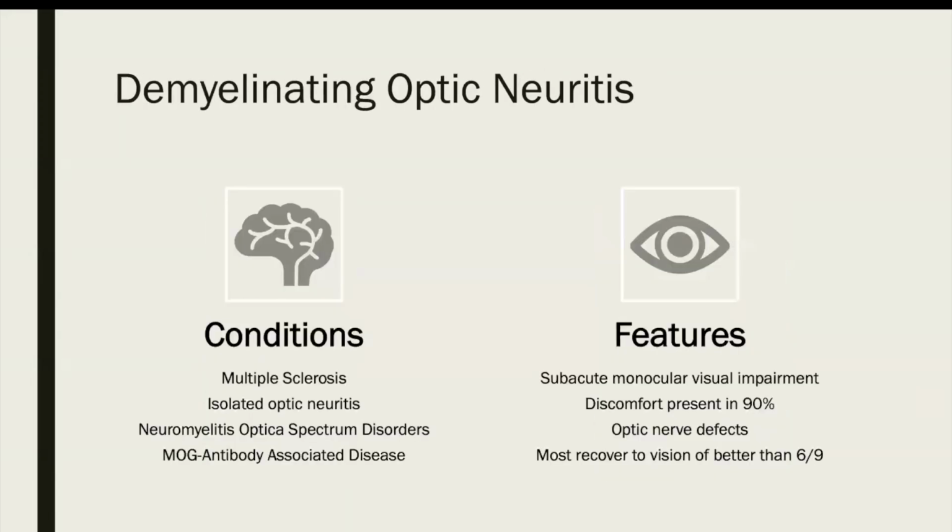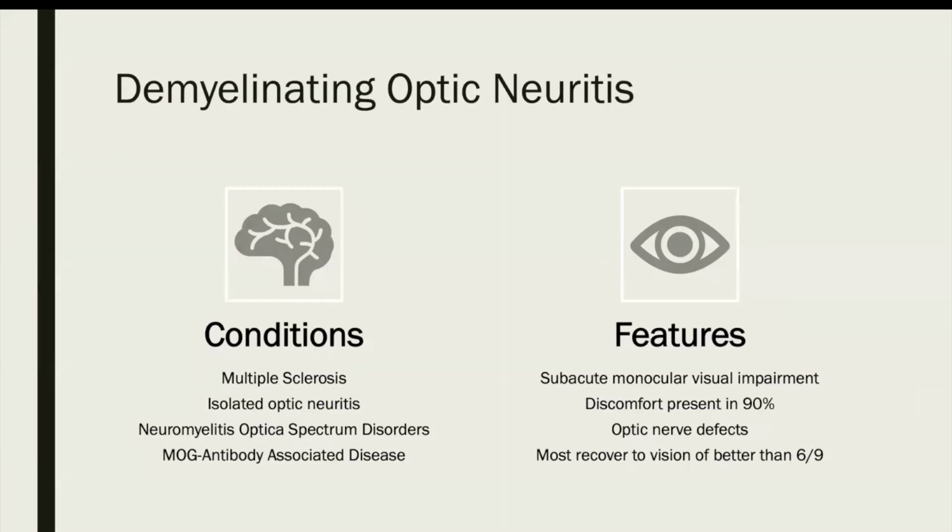So, jumping in with demyelinating, the conditions that you're wanting to think about are things like multiple sclerosis. It could be an isolated disease, so it's just an optic neuritis that you're looking at. And then you've also got your neuromyelitis optica spectrum disorders and your MOG antibody disease. There's a lot of overlap between those diseases, and we'll talk about that in a moment.